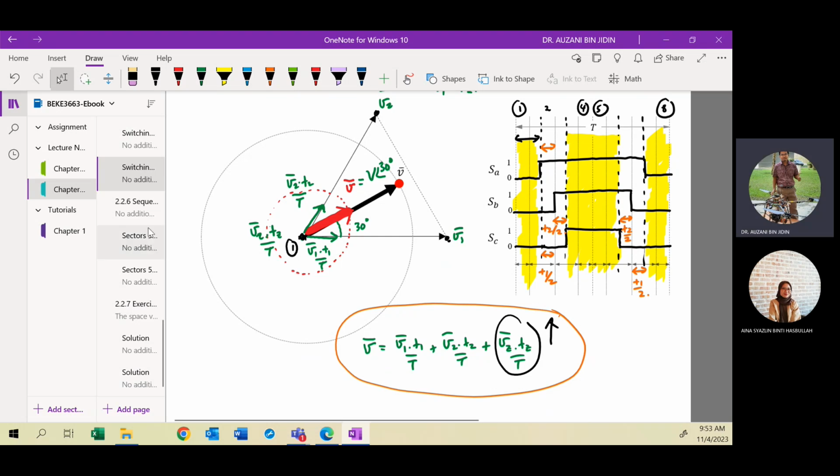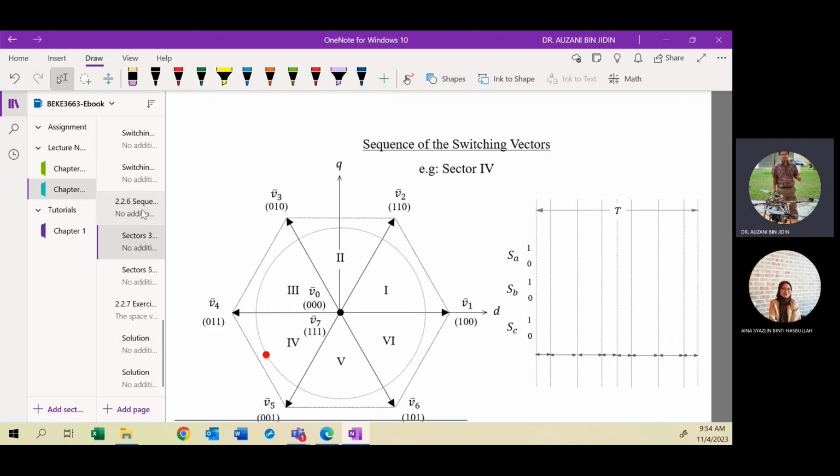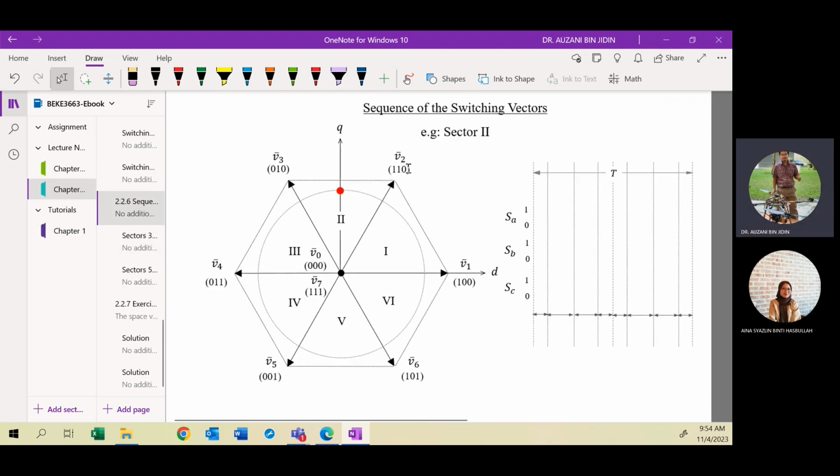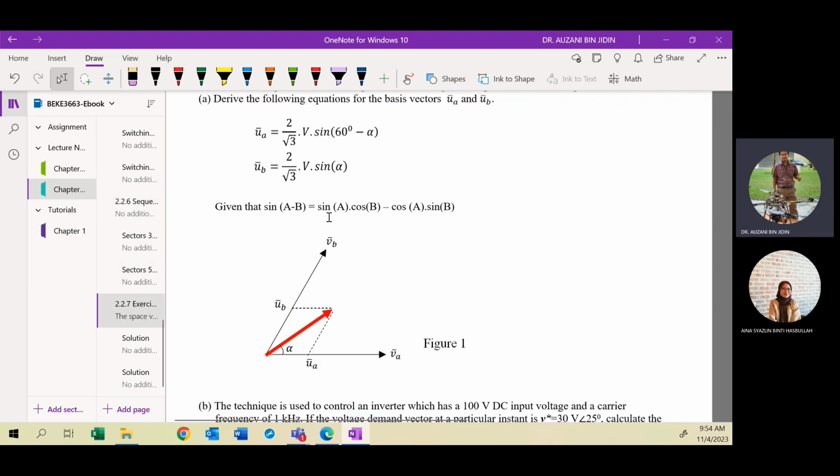Okay, so maybe we can proceed with our class. Class next week we will conduct online using Microsoft Teams. So maybe we just discuss the last section here, then we can discuss one exercise here.